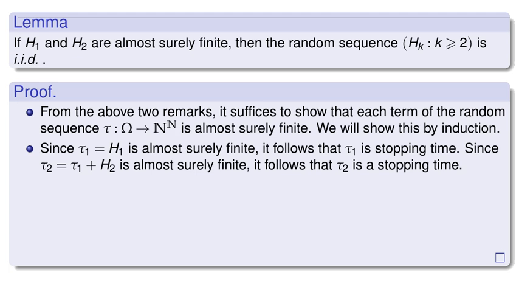Since τ₁ equals H₁ is almost surely finite, it follows that τ₁ is a stopping time. Since τ₂ equals τ₁ plus H₂ is almost surely finite, it follows that τ₂ is a stopping time.